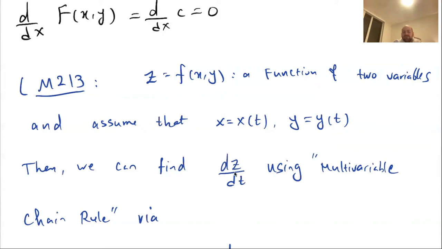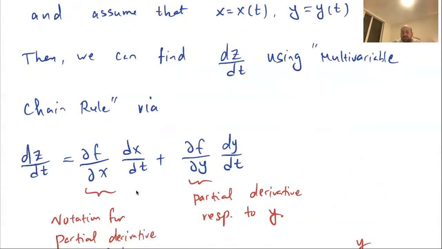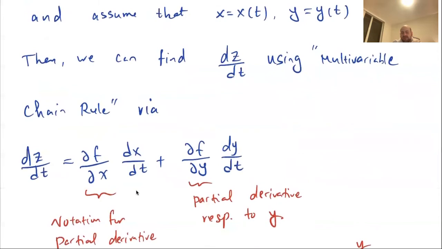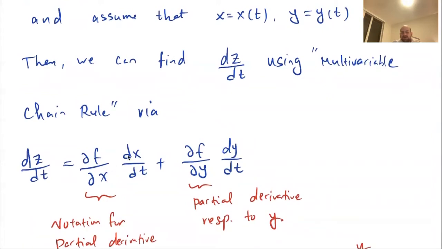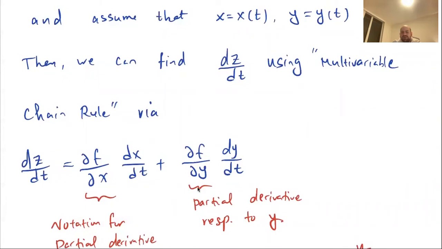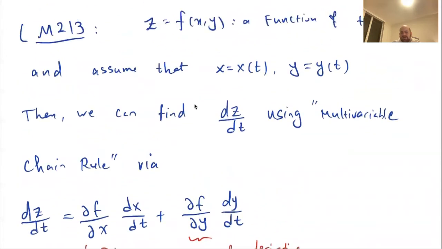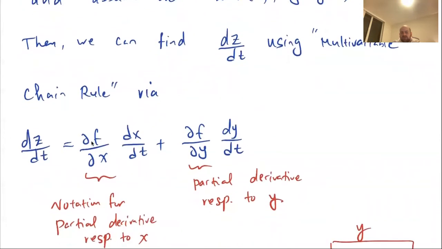And how can I find dz/dt? This is the multivariable chain rule formula. We don't want to prove it; of course it has a proof, but we don't want to prove it. It says dz/dt is the same as ∂f/∂x, partial derivative with respect to x, times dx/dt, plus ∂f/∂y times dy/dt. These are curly because I mean partial derivatives, since f is a function of two variables, so I need the notation for partial derivative.